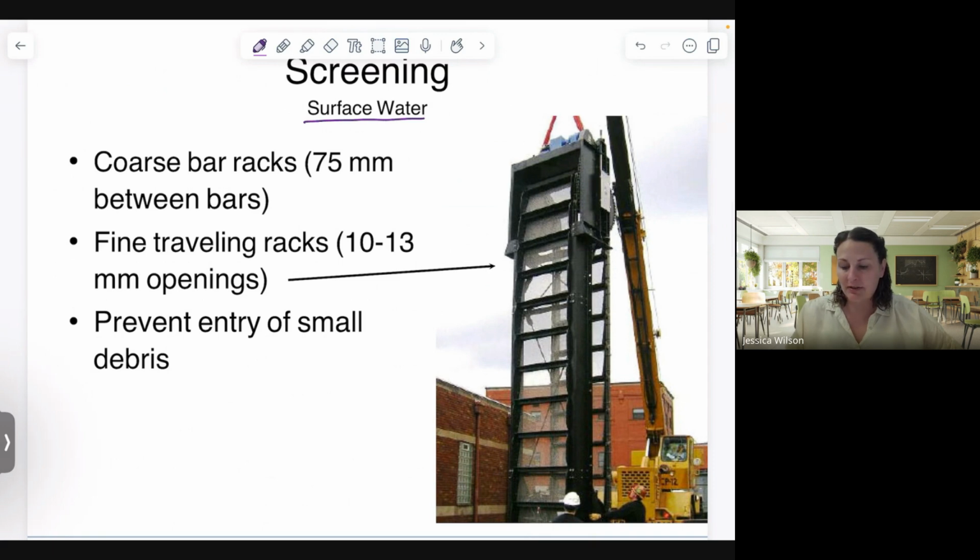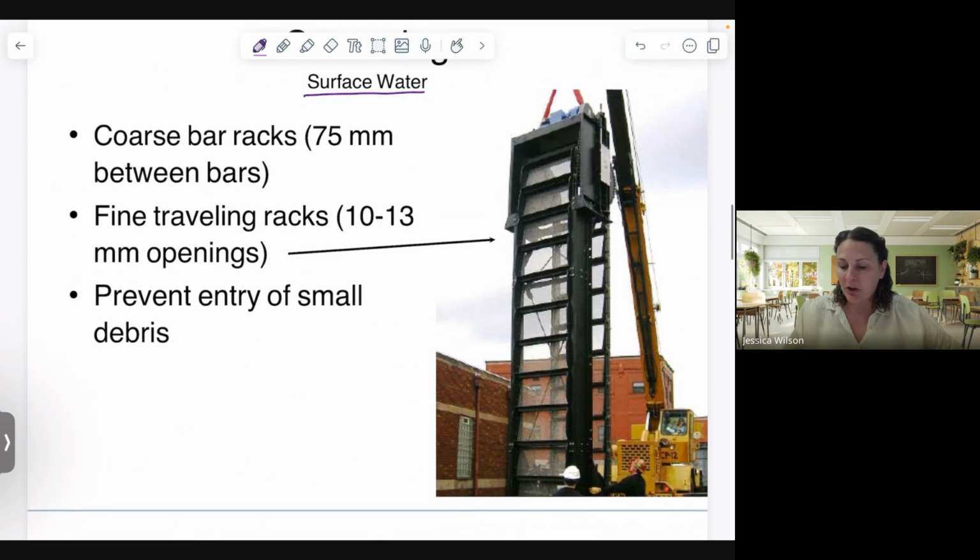So usually these are traveling racks where they just kind of rotate around and are either mechanically screened or usually some type of cleaning agent is applied to the side to make sure that any debris is not getting through and is being disposed of, typically with the sludge that comes out of a settling tank.